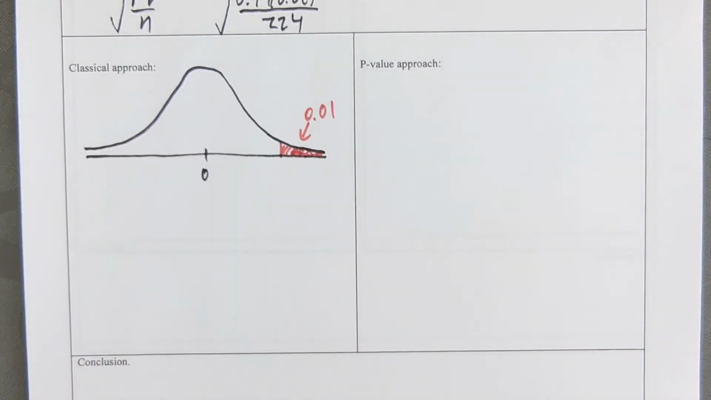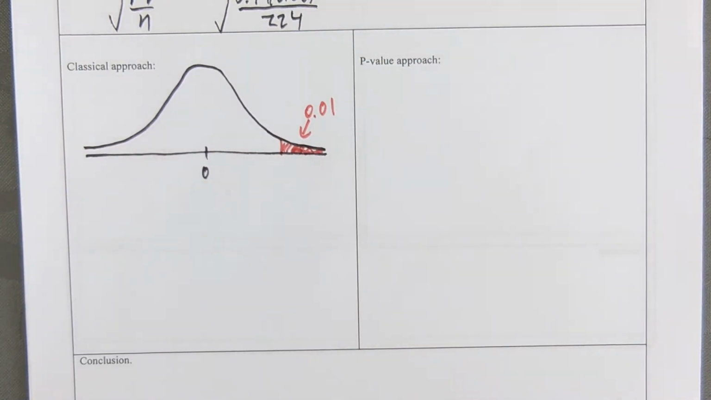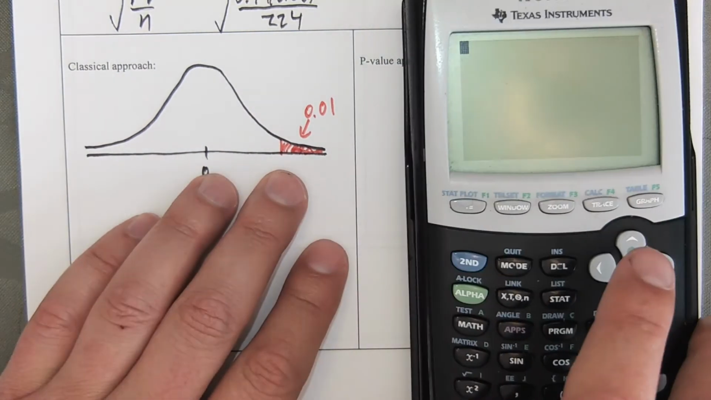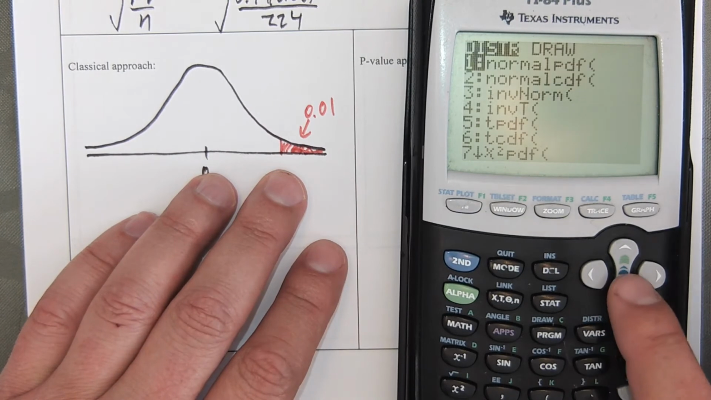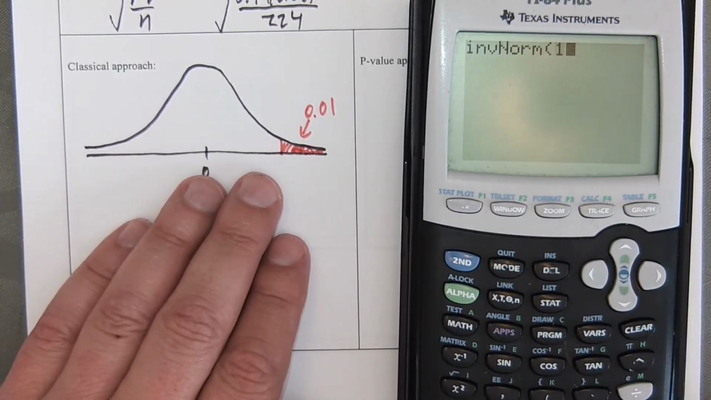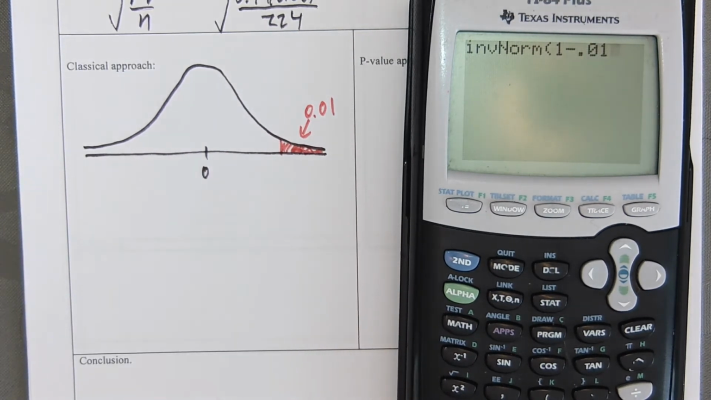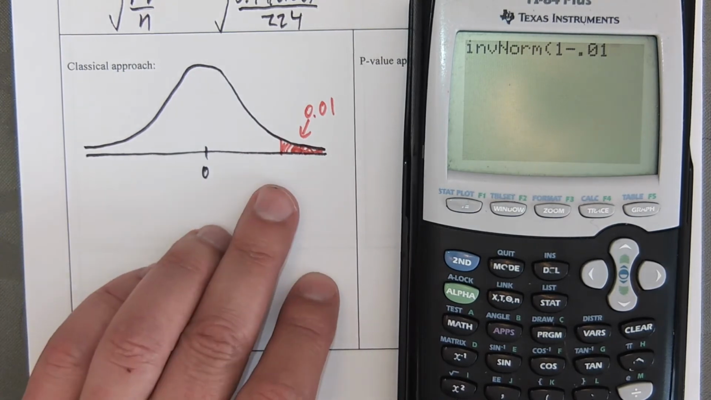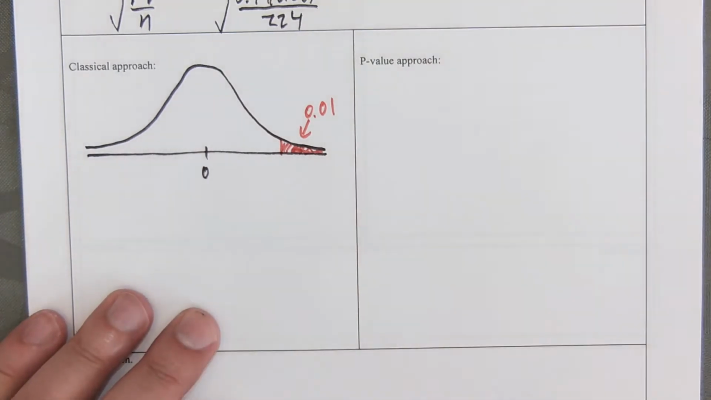And again, it's all right tail, so I'm going to find that critical value. I will use my TI for that. So the critical value is going to be inverse norm. If you remember, it's area to the left, so this is going to be 1 minus 0.01. And there's our critical value: 2.33, we'll say.